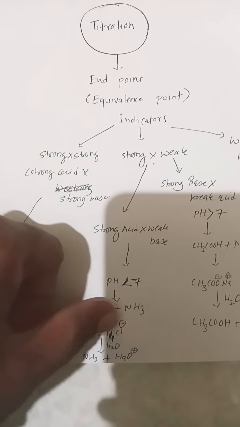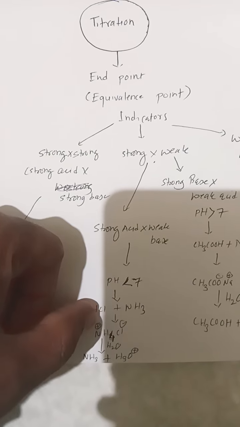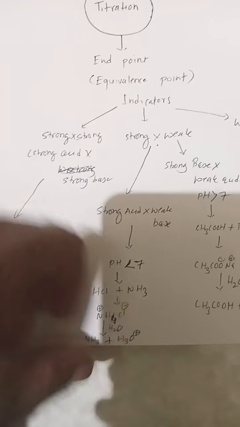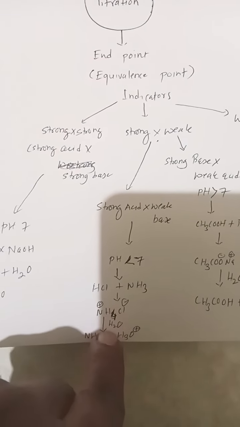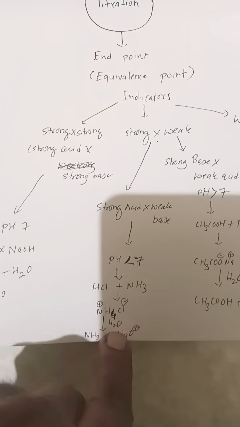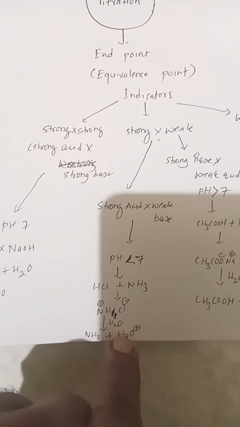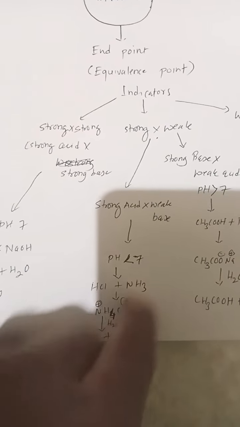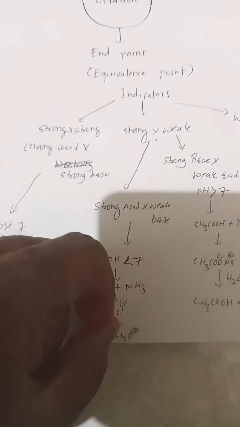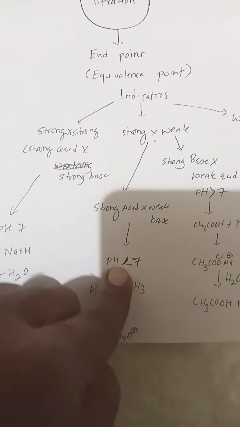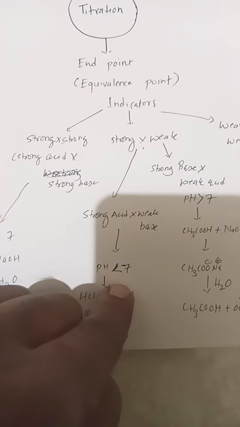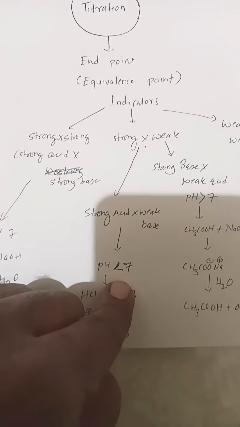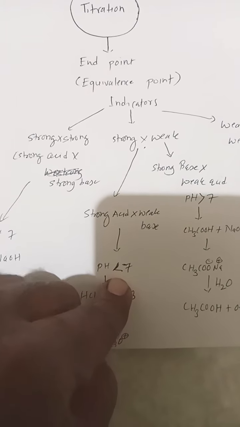See, HCl and ammonia: at the equivalence point this salt will form, ammonium chloride, but this salt dissociates in water and produces ammonia and H3O+, an acid. So it's acidic at the equivalence point, and therefore the pH is less than 7. Accordingly, we have to use an indicator which shows the color change at a pH less than 7.